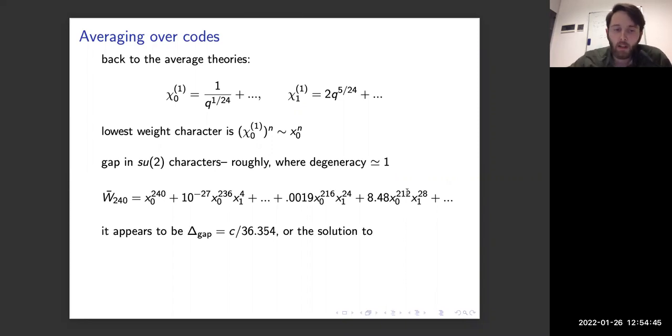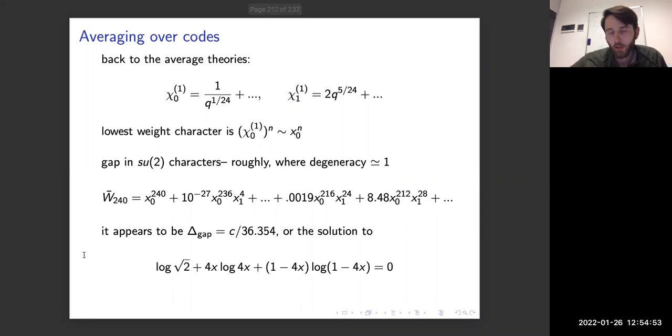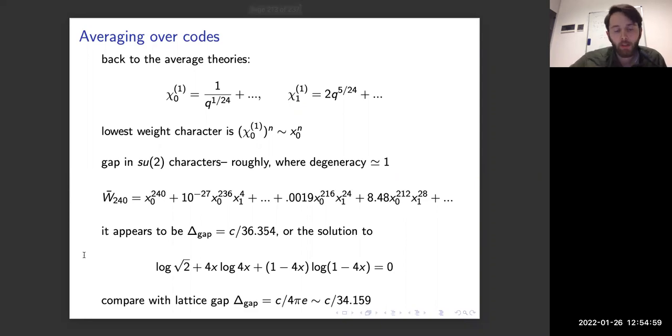And it appears that delta gap, the gap in SU2 primaries, is c over 36 point something, or the solution to this equation. And you can compare this with the lattice gap. For chiral theories, the gap in U1 primaries is exactly this number. It ends up being about c over 34. So the SU2 gap is a little bit smaller, but okay.